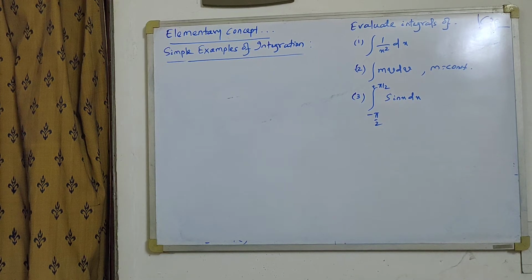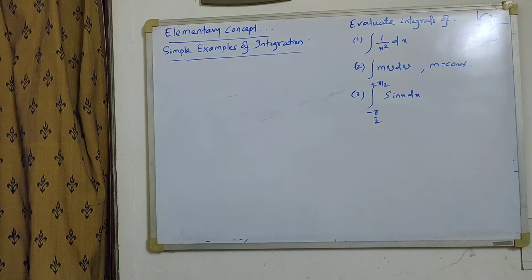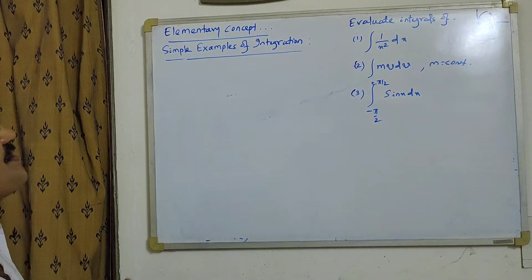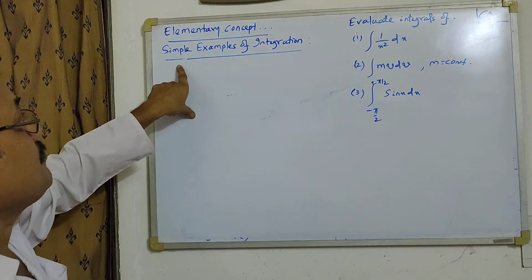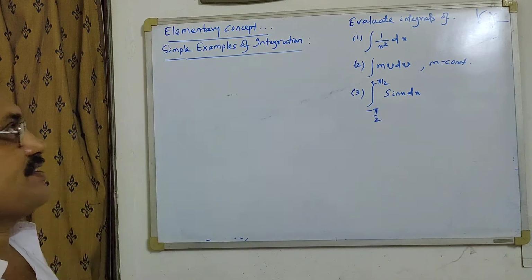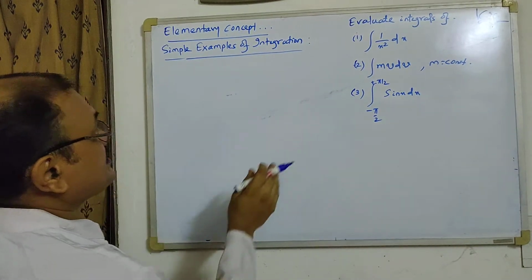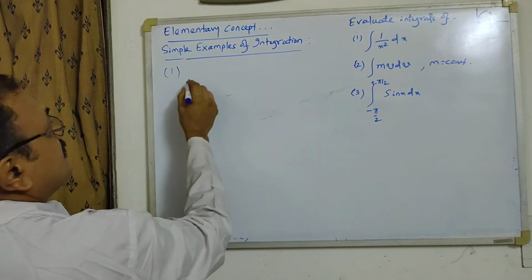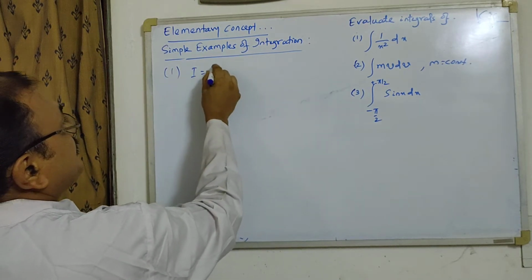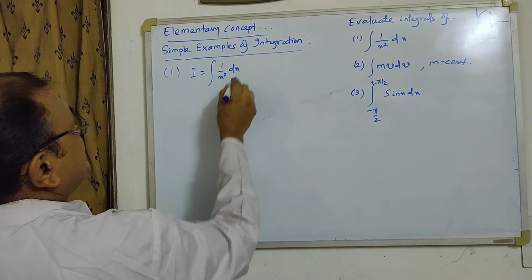Well, in the last part of the discussion of elementary concepts on differentiation and integration in describing motion of a particle, we will pick up simple examples of integrations. We will try to evaluate three simple integrals of three simple functions. The first one is we want to find out the integral of 1 by x square dx.